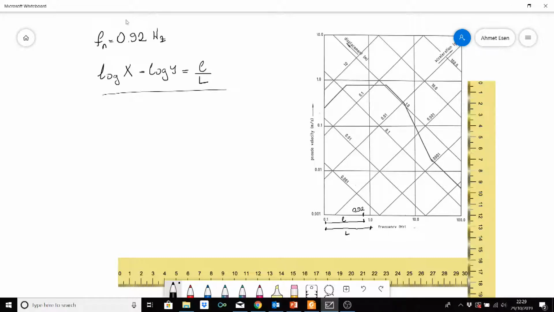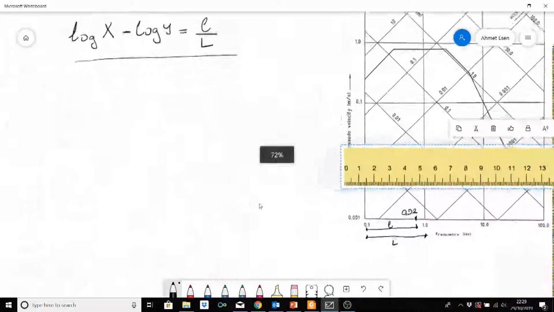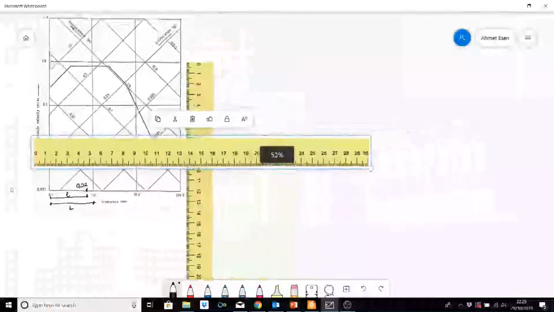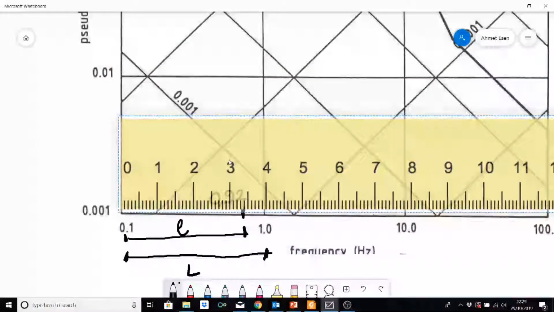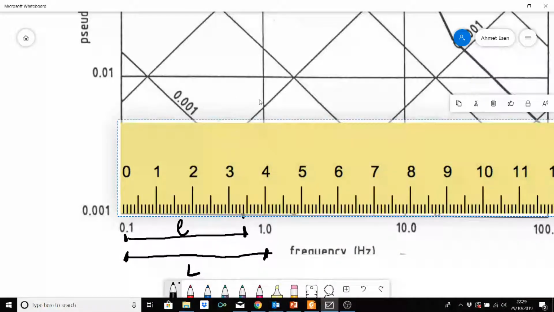So I'm going to measure it, and I'm going to use these rulers, which are already in here. So here we go. First of all, we said the whole gap is capital L. In this case, it is 4 centimeters.